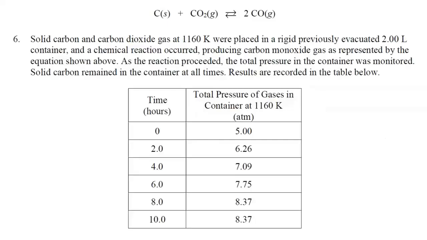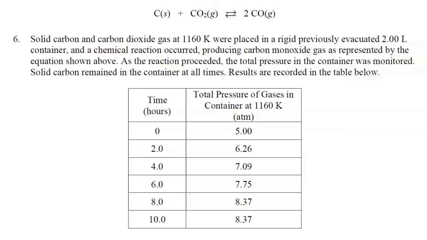All right, this is question 6 in your packet. In question 6, we see a balanced chemical equation involving 1 mole of solid carbon reacting with 1 mole of carbon dioxide gas to produce 2 moles of carbon monoxide gas. It says solid carbon and carbon dioxide gas at 1160 Kelvin were placed in a rigid, previously evacuated 2.00 liter container, and a chemical reaction occurred producing carbon monoxide gas as represented by the equation shown above.